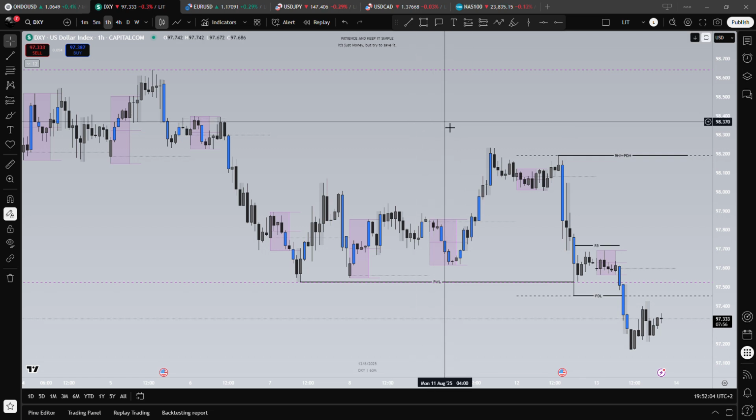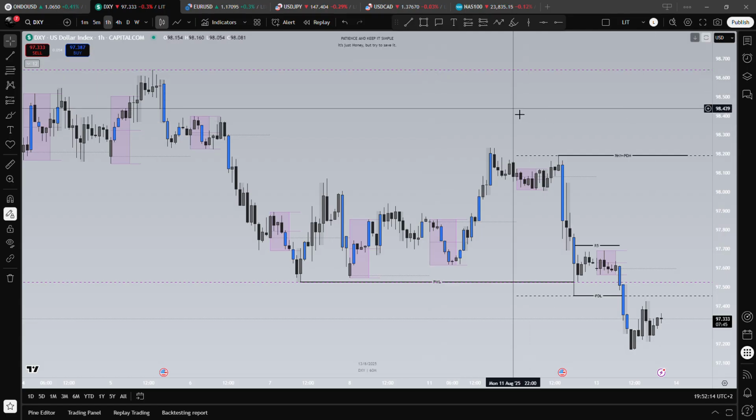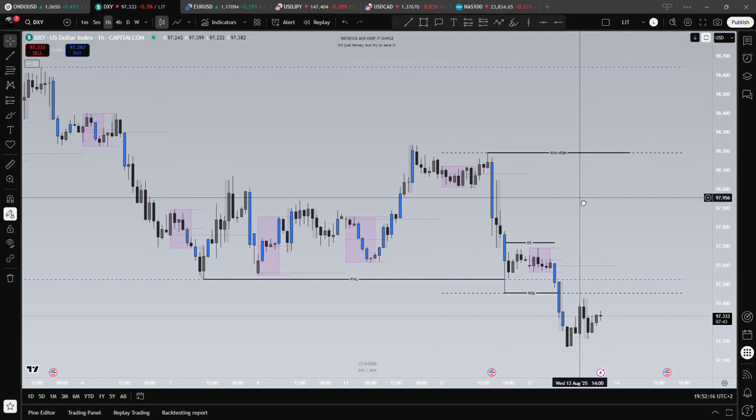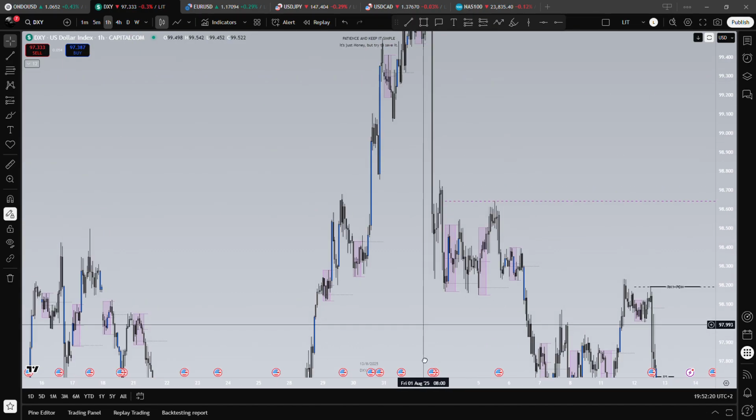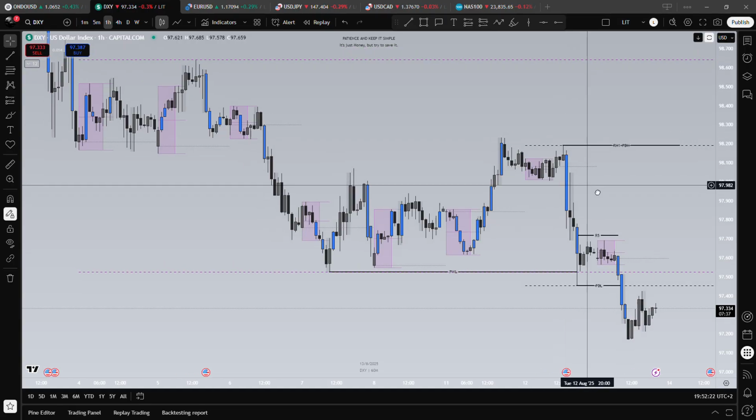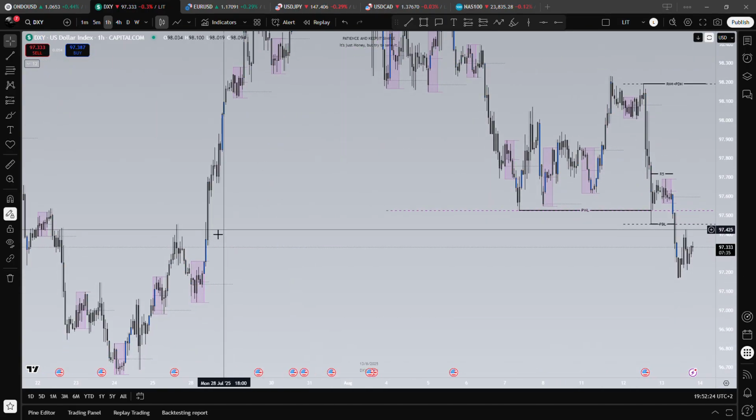Okay, so here we are again in another video, and today we're going to start with the DXY, as always. First of all, we had this price action come from a big upside, but I don't care. We have nothing to the left here.